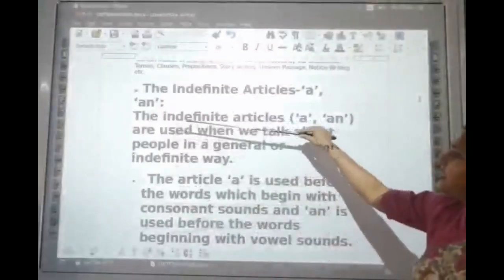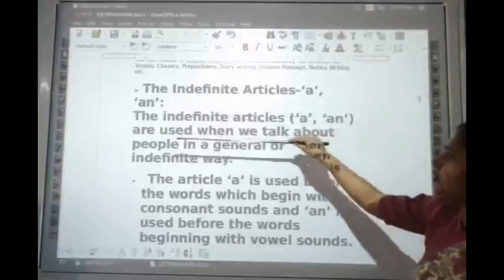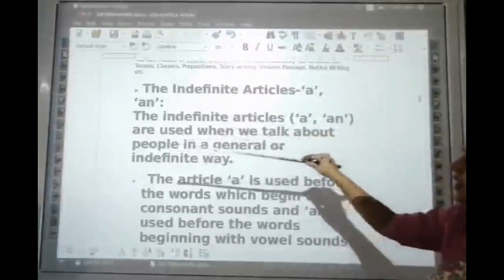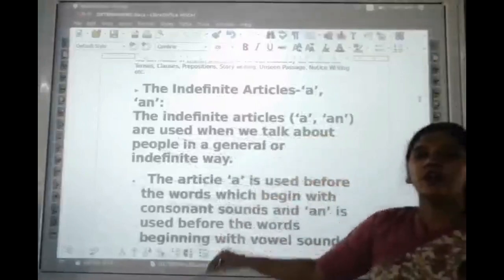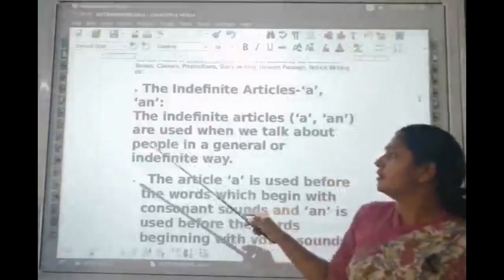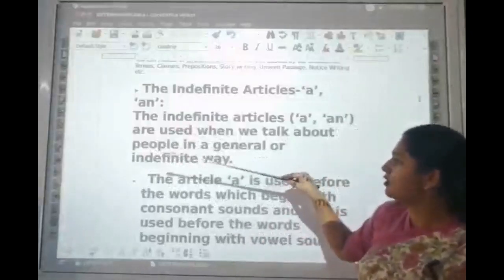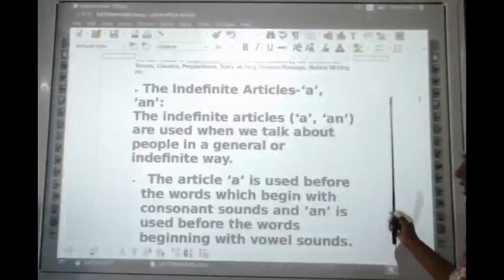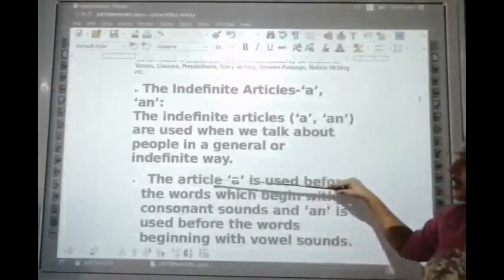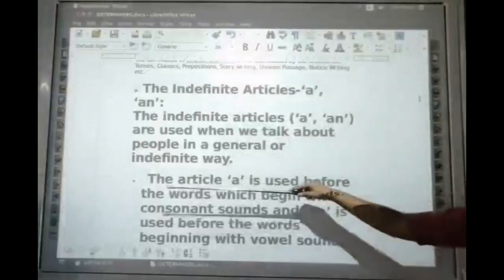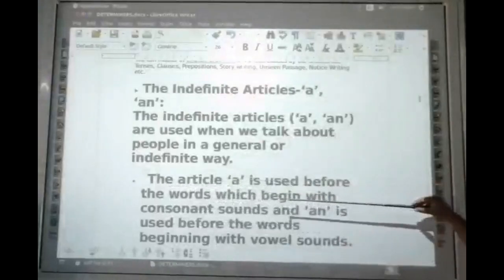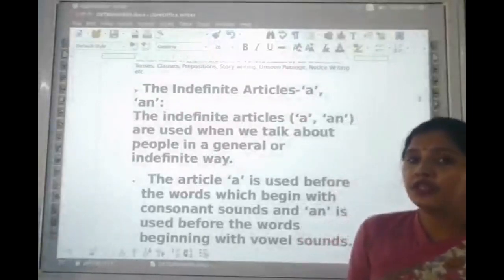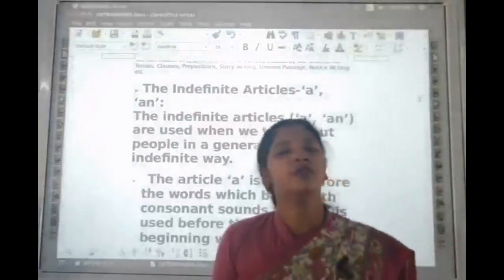See, the indefinite articles a and an are used when we talk about the people in a general or indefinite way. When we are talking about the people or the nouns in an indefinite way or in a general way, we have to use a or an. Where we have to use a and where we have to use an: the article a is used before the word which begins with a consonant sound, and the word that begins with a vowel sound, we have to use an.